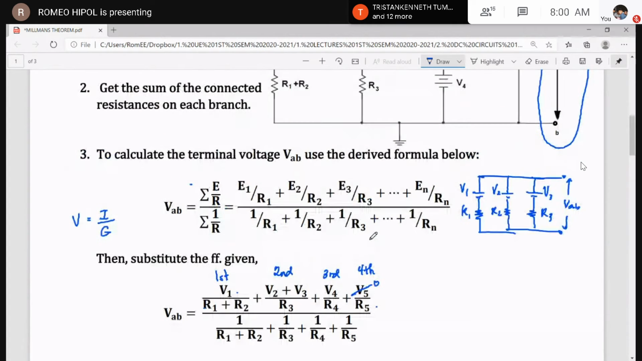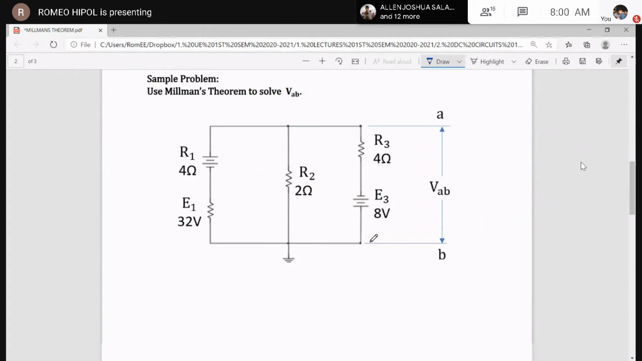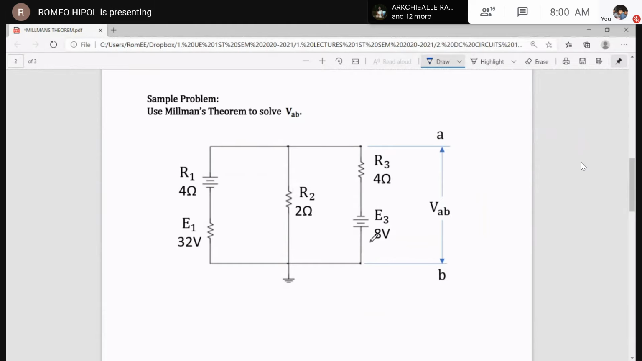So, para mas maintindihan natin, i-apply natin sa sample problem. Okay, so we have an example problem: use Millman's theorem to solve for the voltage AB. So, we have the terminals A and B, a common terminal, then we have three parallel branches.